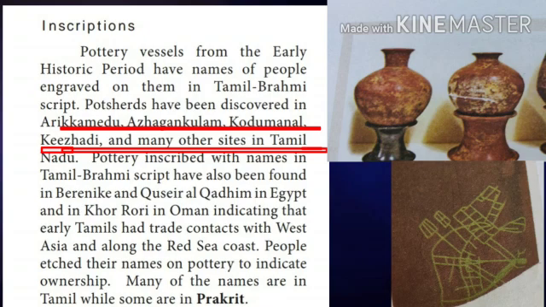Many of the names are in Tamil while some are in Prakrit. Prakrit was the language used by the common people in the northern part of India during the Mauryan period. So, this language is also seen on the potteries.